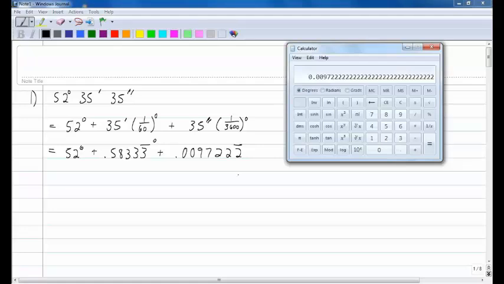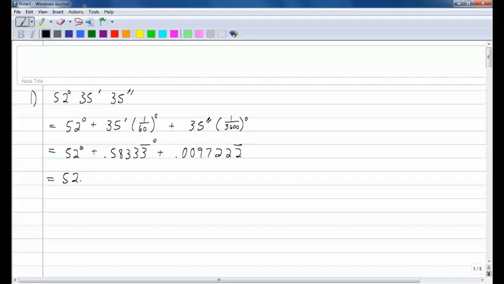Alright, so we need to take and add those 3 together. So I'm just going to take what I have here in the calculator and add 0.58333 plus 52. Alright, and if we round this to 2 decimal places, that would be rounding to this position here. Look at the next number. It's a 3, so it doesn't round up. So 52.59 degrees.